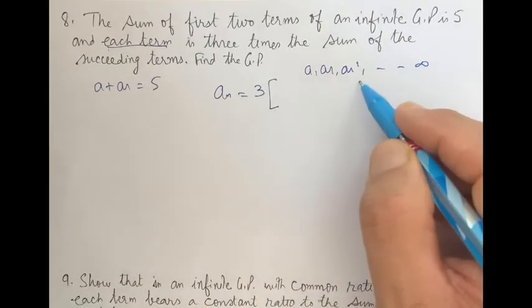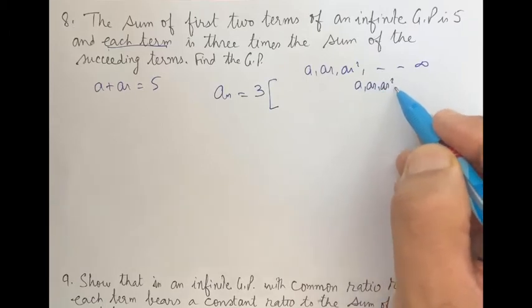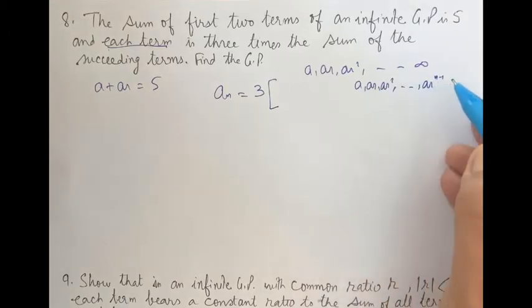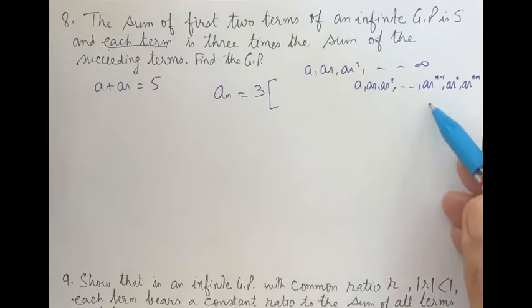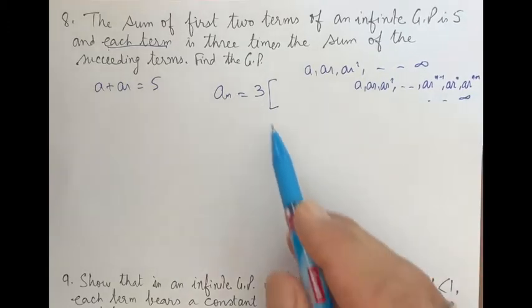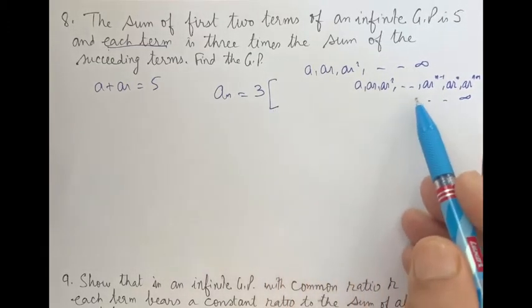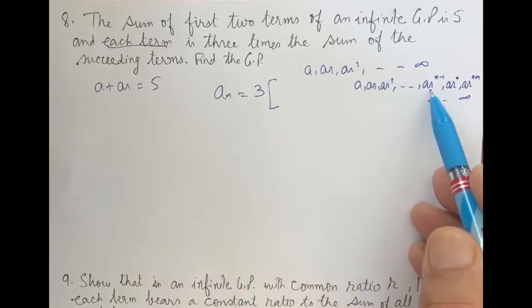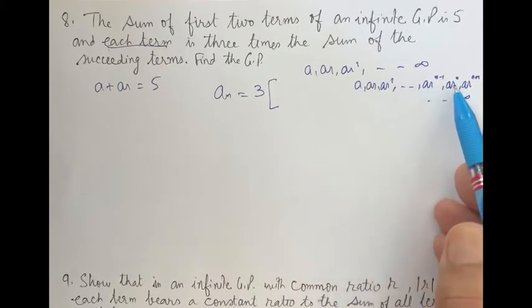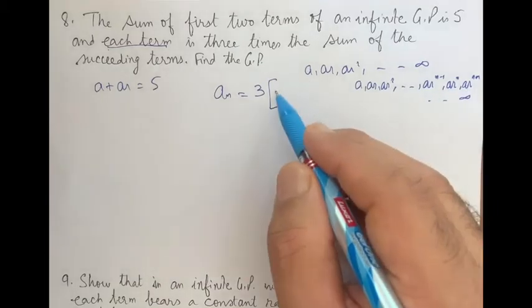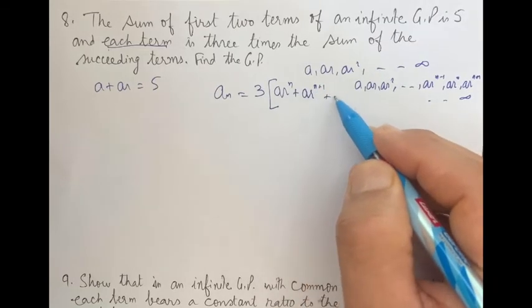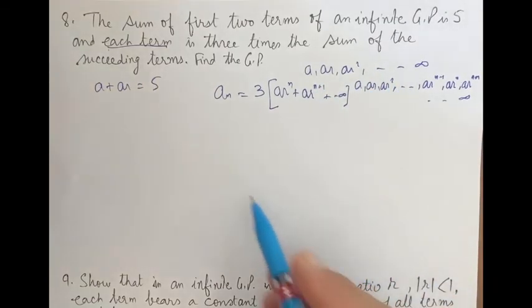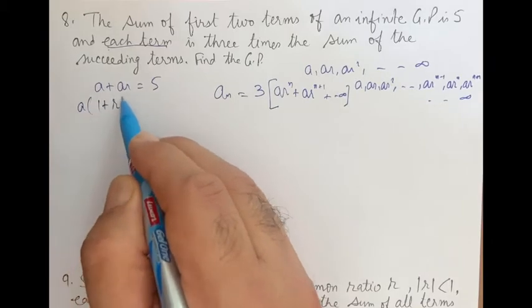So this can be rewritten as AR square, then A into R to the power n minus 1. Next will be A into R to the power n, A into R to the power n plus 1, and so on up to infinity. This is 3 times the sum of succeeding terms. This is the nth term. Terms succeeding this are terms following this or coming after this. So it's A into R to the power n plus A into R to the power n plus 1, and so on up to infinity. This is A into 1 plus R is equal to 5.